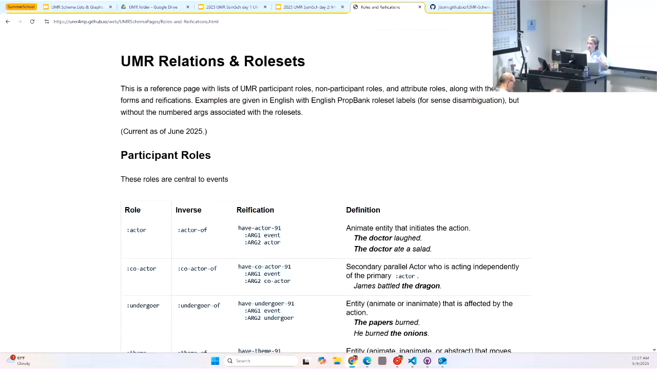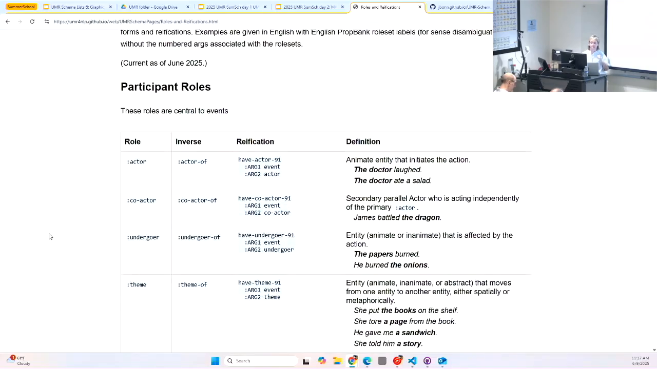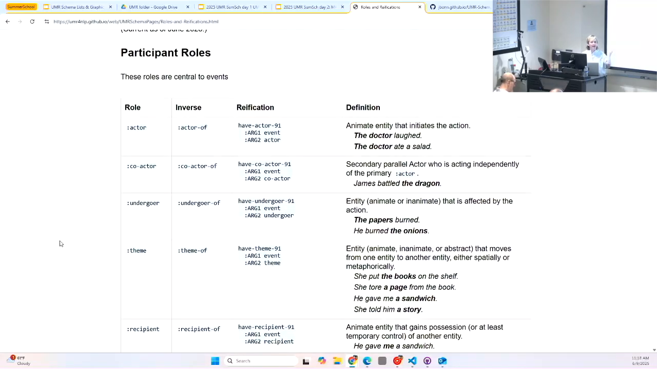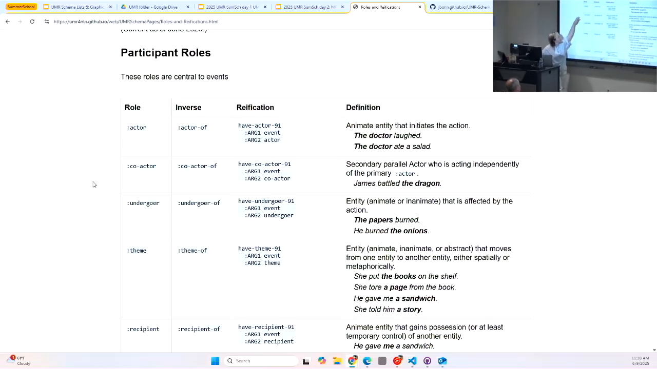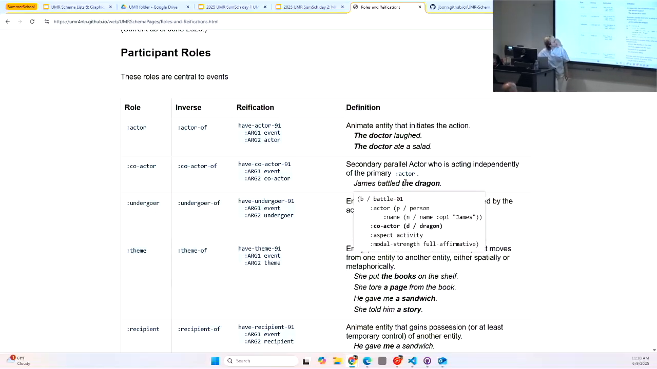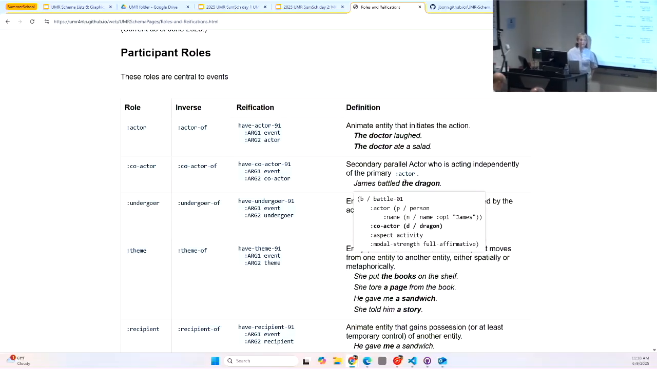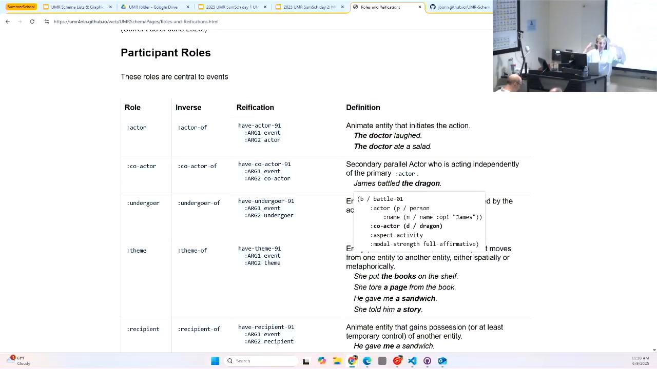All right, so let's briefly go through the participant roles. I don't want to spend a ton of time on each of these because it'll take forever, but since you can get to these lists, please spend time with them. We have an actor, co-actor. So actor is basically like an agent. Anything that you would use agent for, you would use actor for. Co-actor, this one's new. We agreed on this sometime in the last 6 months. And it's for things like Jane's Battle of the Dragon, where it's not really a companion, they're not doing it together. They're kind of doing it against each other.